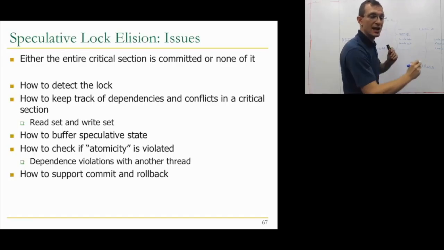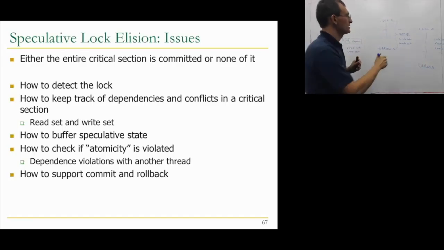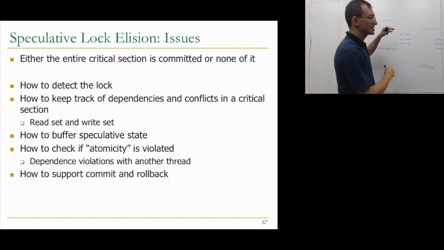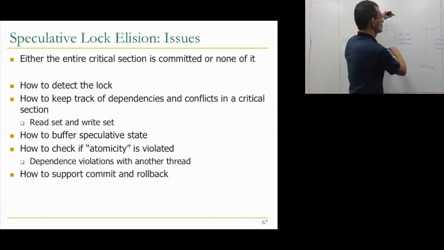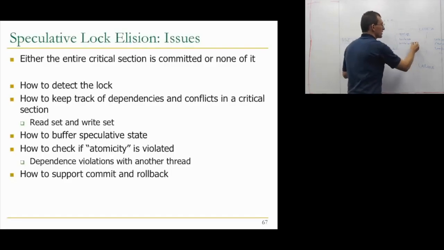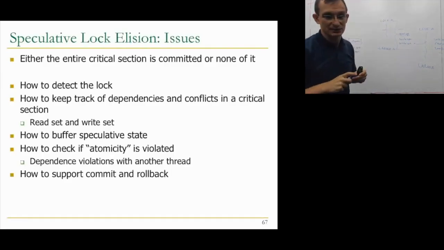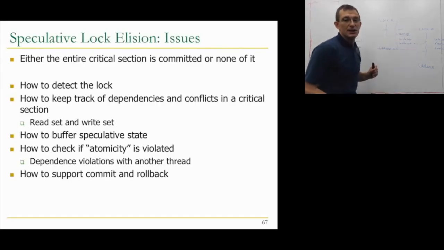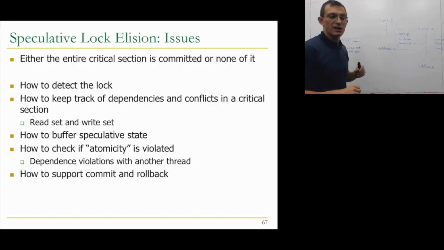There should not be a happen-before relationship that is violated here, because the critical section semantics is that either the entire thing is executed or none of it is executed. It cannot receive a value coming from this critical section over here. Okay? Basically, somehow you need to keep track of dependencies. And there are many ways of doing that.